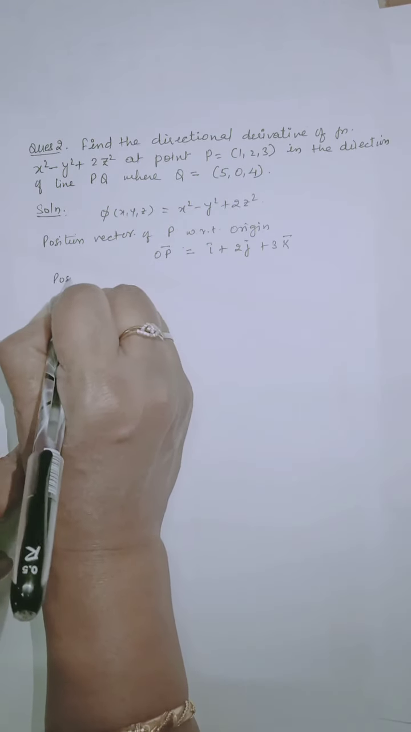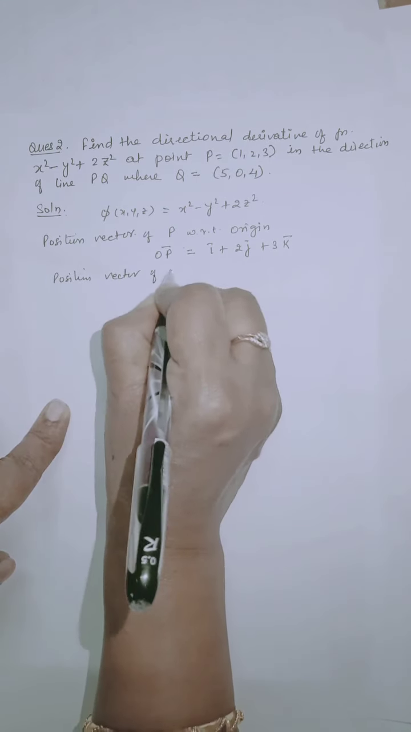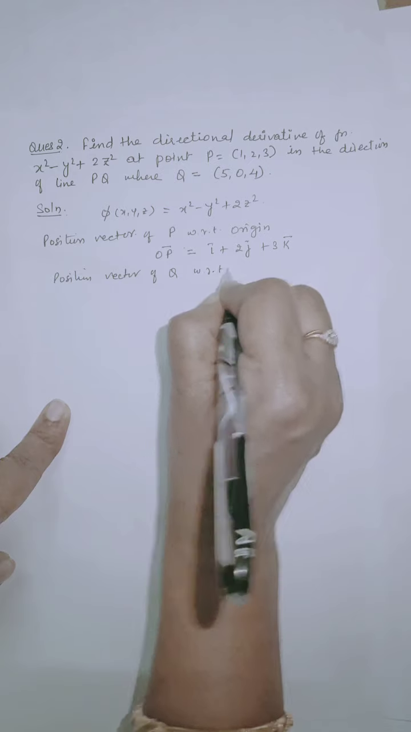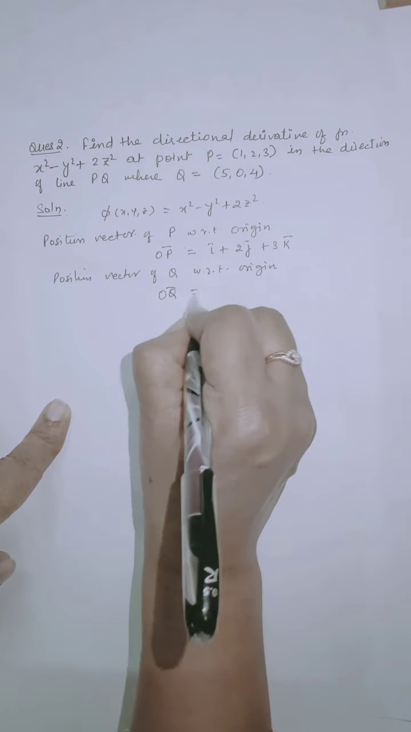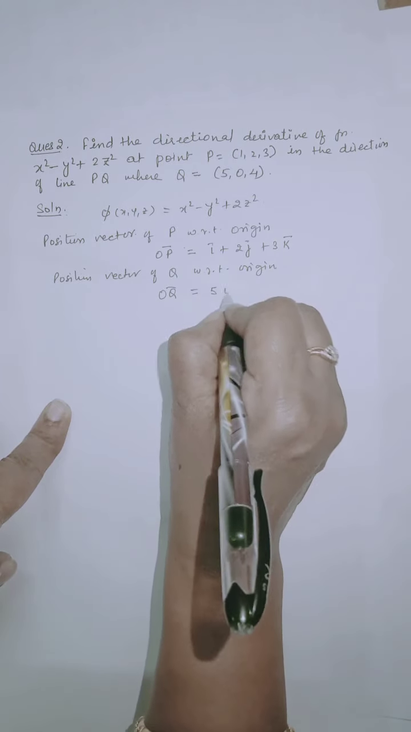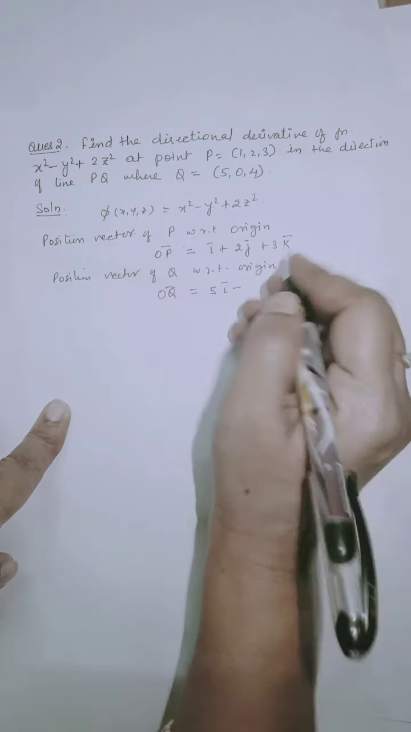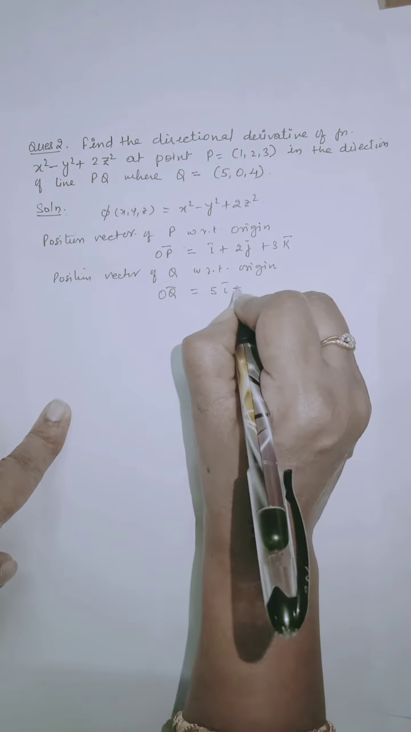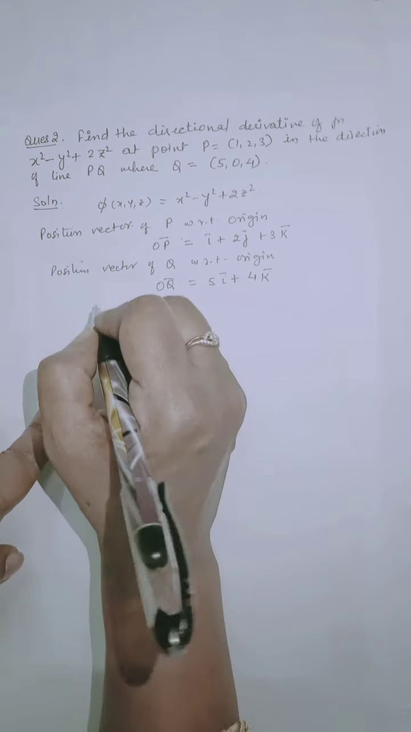Similarly, the position vector of Q with respect to origin, OQ, will be 5i. Since we have 0j here, 0 minus 0 will be 0, so no component for j, 4k.